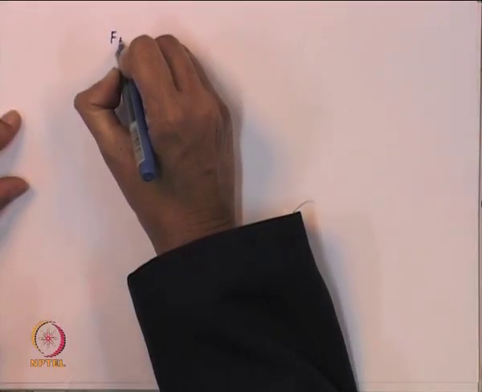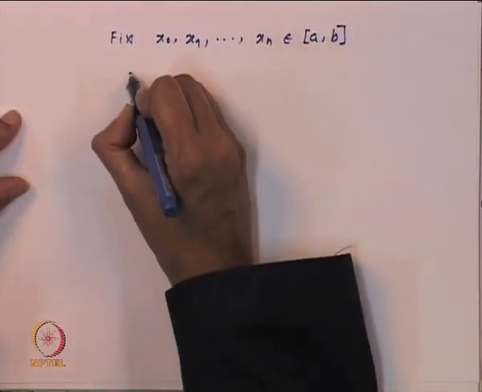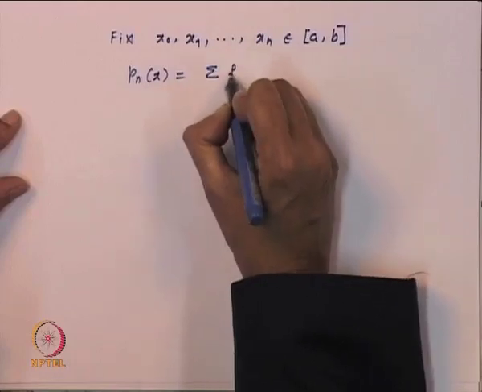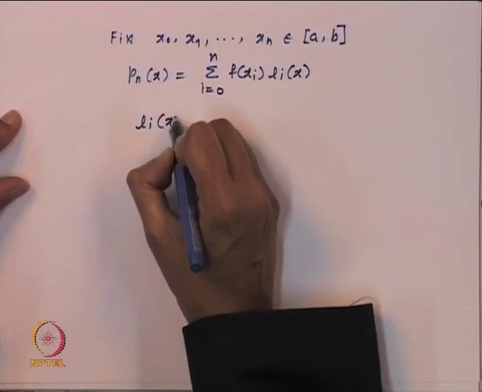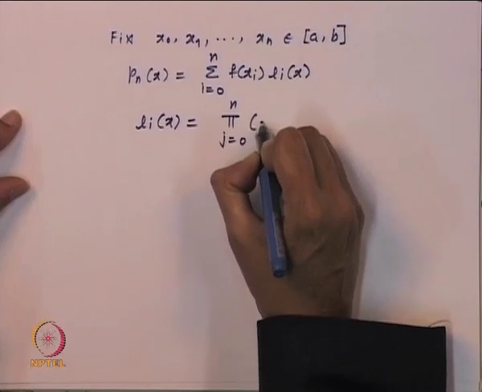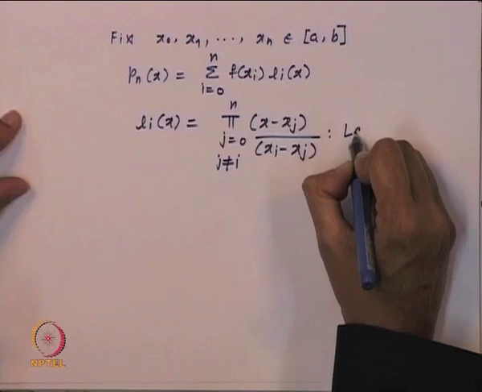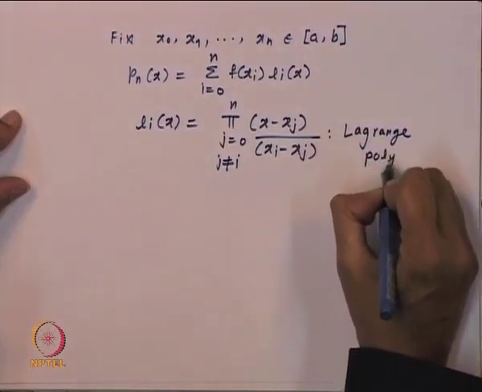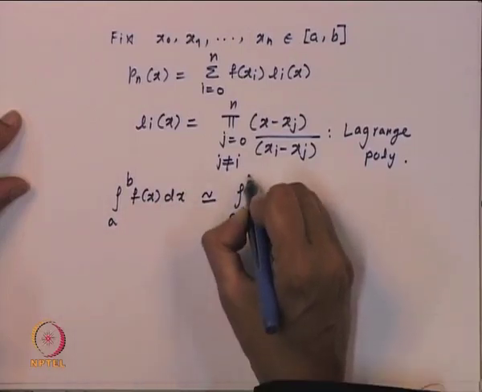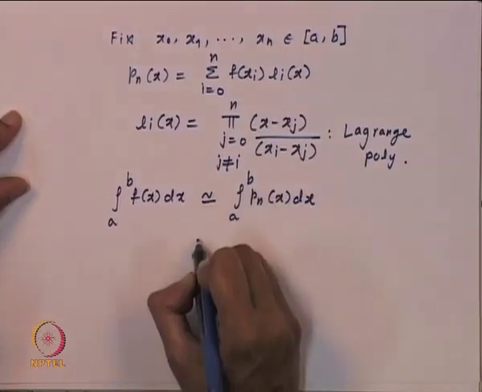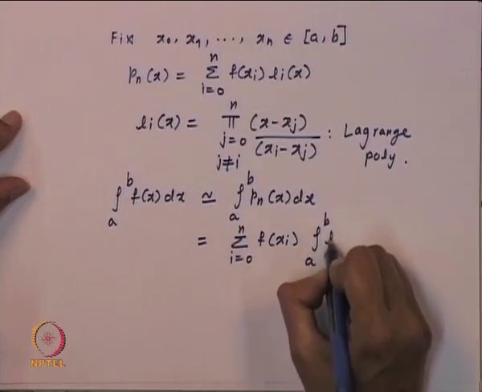So, when we fix points x0, x1, ..., xn in the interval [a, b] and look at p_n(x) equal to summation f(x_i) l_i(x), i goes from 0 to n, where l_i is the Lagrange polynomial. So, it is product j goes from 0 to n, (x minus x_j) divided by (x_i minus x_j), j not equal to i. So, this is the Lagrange polynomial. Then integral a to b f(x) dx is approximately equal to integral a to b p_n(x) dx, which will be equal to summation i goes from 0 to n f(x_i) integral a to b l_i(x) dx.